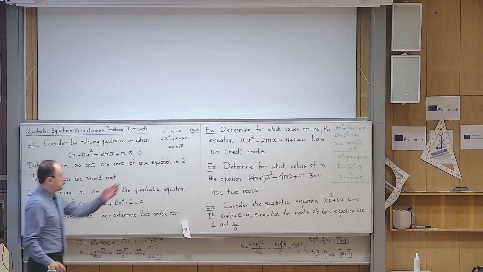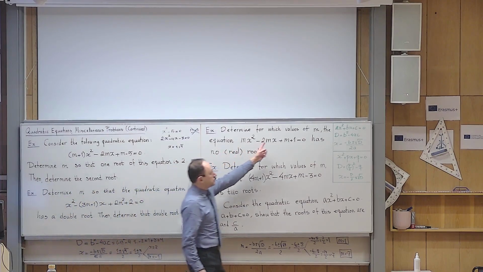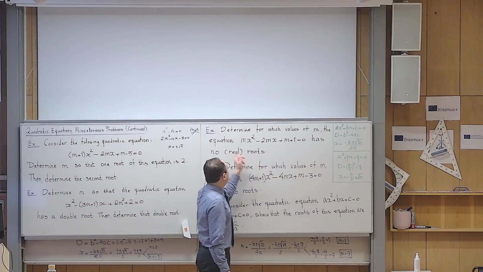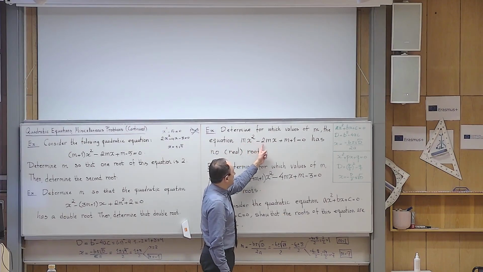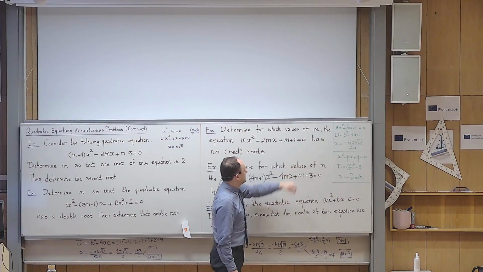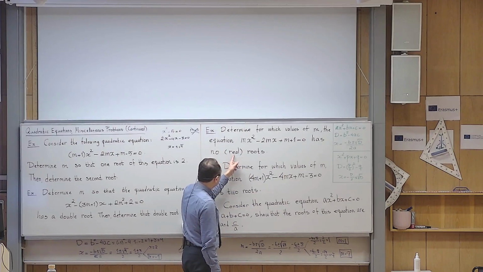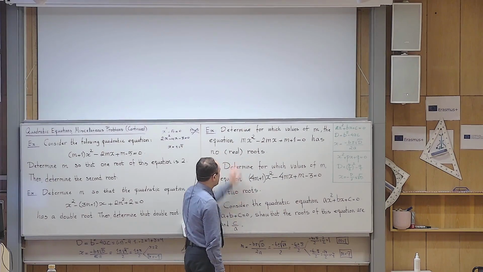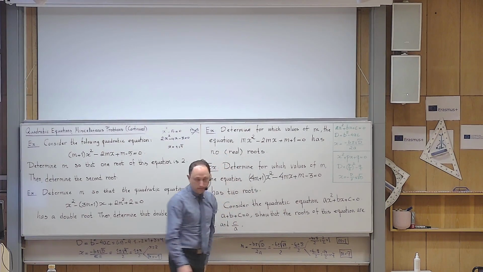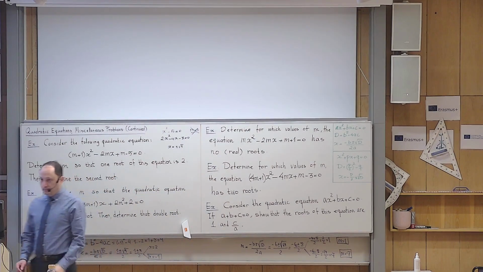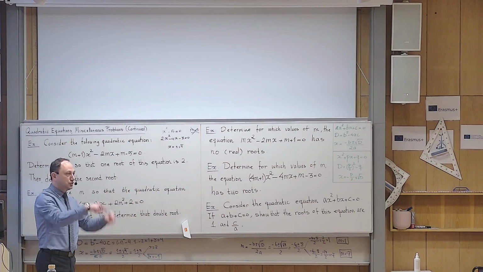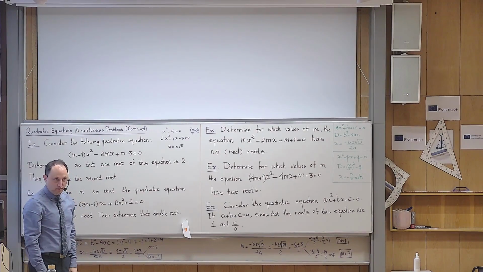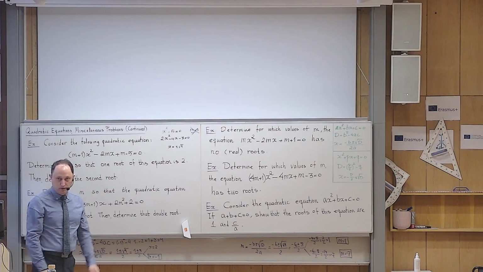Let me read the problem. Determine for which values of m the equation mx squared minus 2mx plus m plus 1 equals 0 has no real roots. Has no roots. What does it mean? It means that when you put it in GeoGebra, you get the empty box. For which values do you get an empty box?